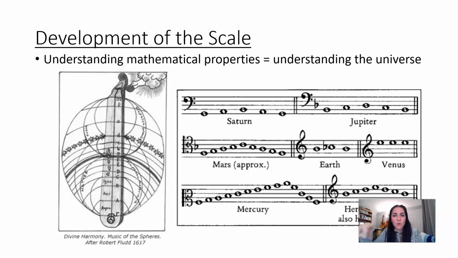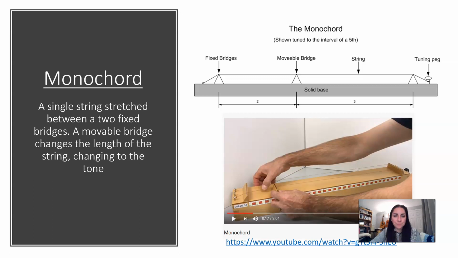In fact, this whole development of the scale was all about understanding the universe. He actually made songs of the heavenly planets because back in the day, there was the music of the spheres. If you understood the planets, you understood God. And he wrote a lot of music based on what he thought was a heavenly property, which is pretty cool.